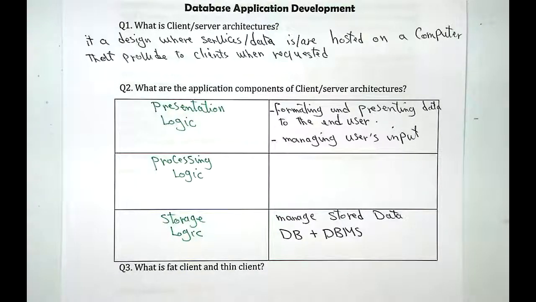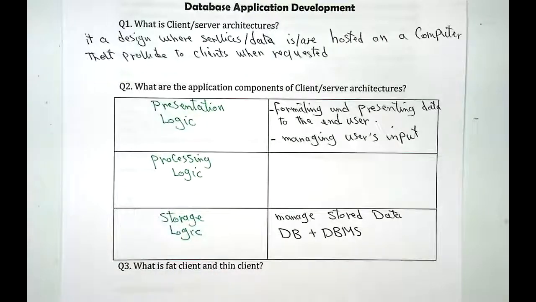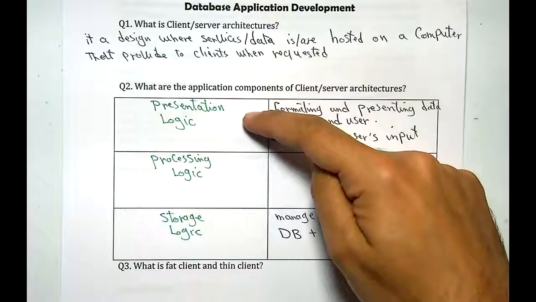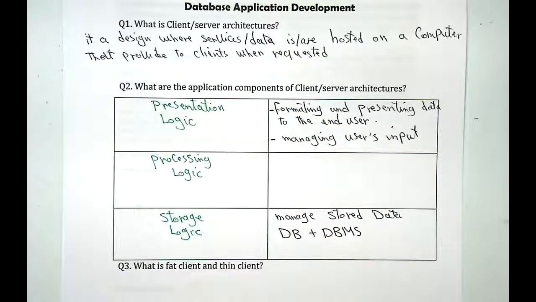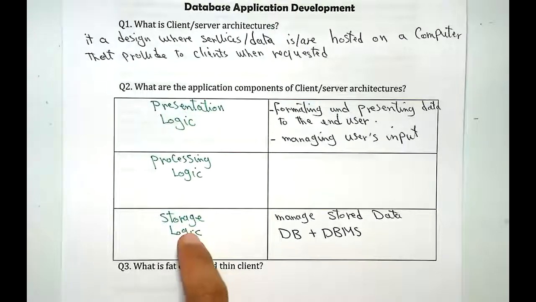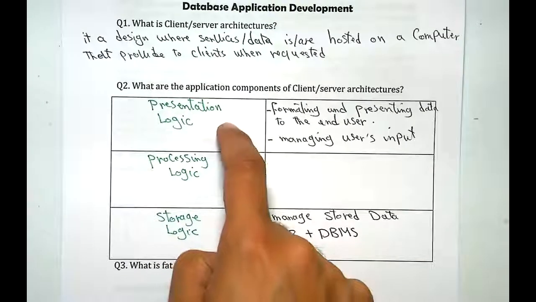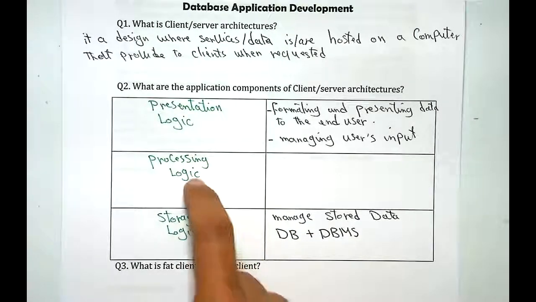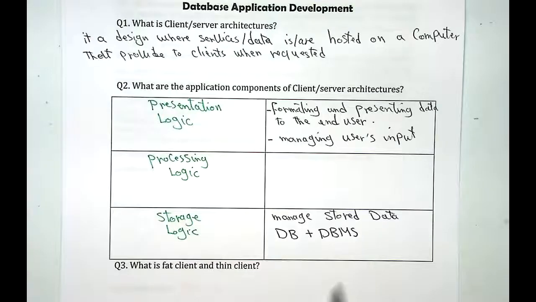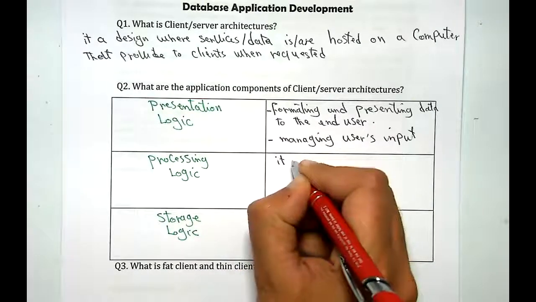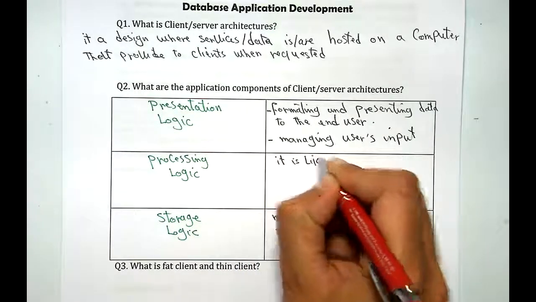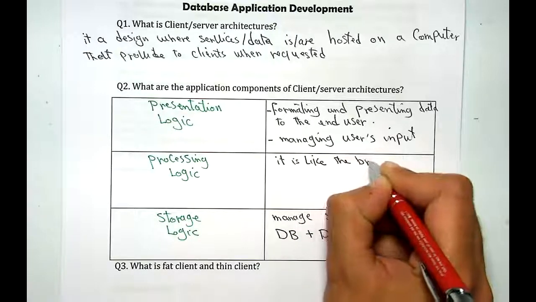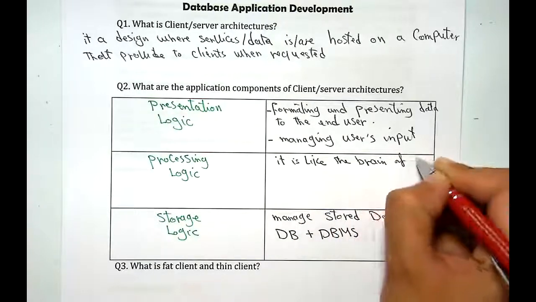processing logic. So processing logic is like the brain, the mind. It is not only presenting, displaying the menus and buttons and links to the user, or storing data, but matching between what the user wants to see, the click of the user, and what data should be extracted. So this is called processing logic. So it is like the brain of the system.